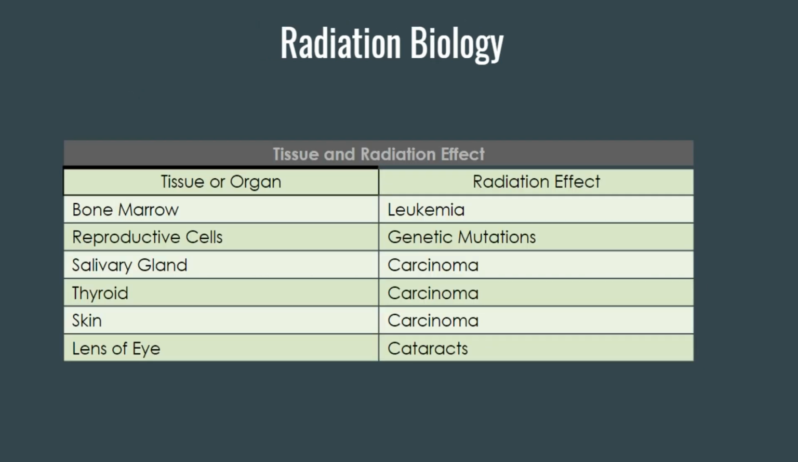Here are just some examples of what different health problems can be, depending on what tissue or what organ is radiated. So if it's your bone marrow, that can cause leukemia. Your reproductive cells can cause genetic mutations. If your salivary glands are injured, it can cause a carcinoma. Thyroid and skin can also cause carcinoma. And if the lens of the eye is damaged, it can cause cataract.